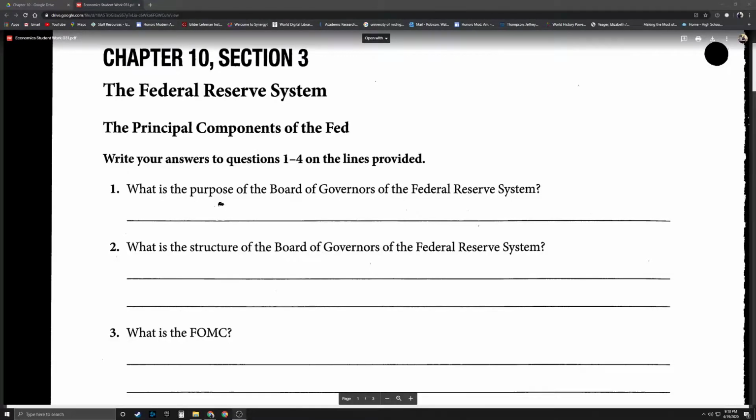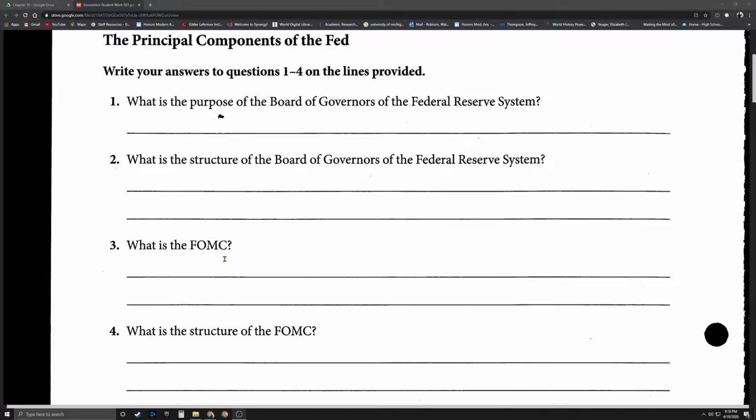All right, so now we're on the Federal Reserve System, the principal component of the Fed. Write your answers to questions 1 through 4 on the lines provided. So what's the purpose of the Board of Governors in the Federal Reserve System? Well, the presentation told you that the Board of Governors oversees the Federal Reserve System. That's its purpose, okay?